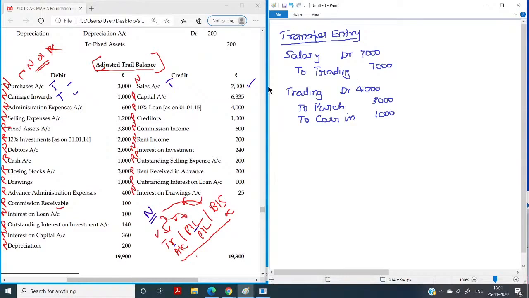And the rest of the nominal accounts will usually be transferable to the P&L account. So what nominal accounts do we have here? Rent income, commission income, interest on investment, and interest on drawings. These are the nominal accounts. These credit items can be cancelled by debiting them. So commission account debit, in brackets I put I representing commission income, not expenses, because commission may be either income or expenses.